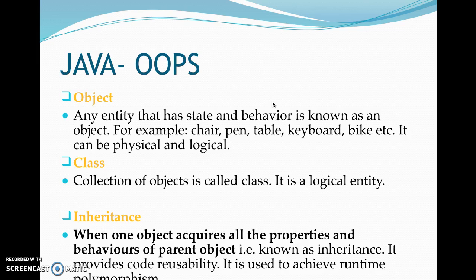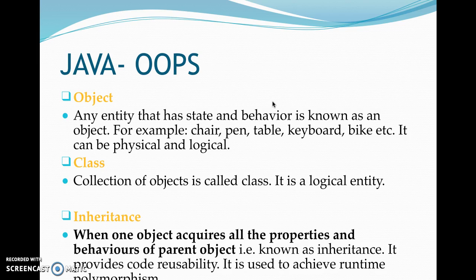The first concept is your object. An object is an entity that has a state and a behavior. Any entity that has a state and behavior is known as an object, of course. For example, chair, pen, table, keyboard, bike, etc. Anything which has a physical or logical existence, we call an object.